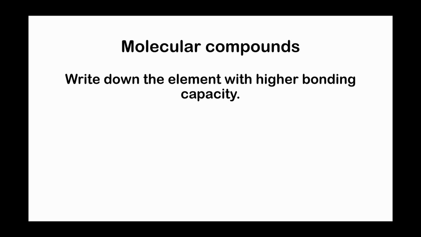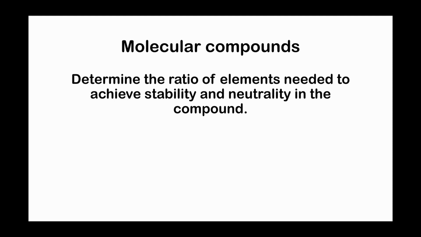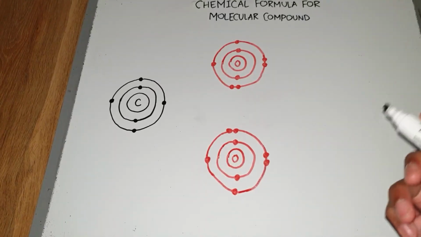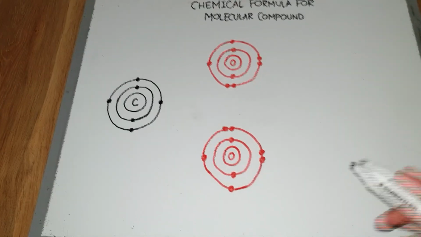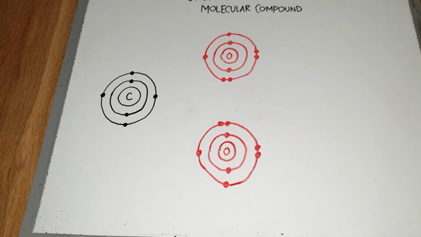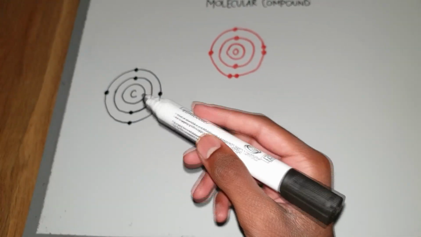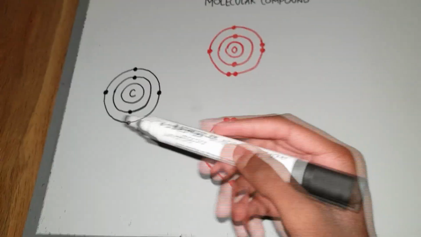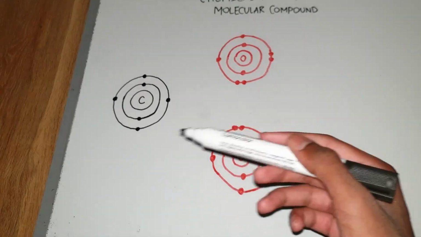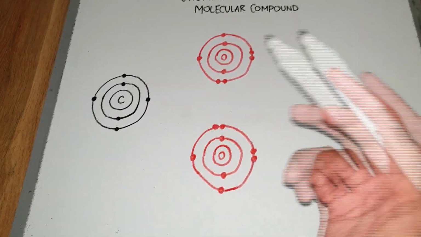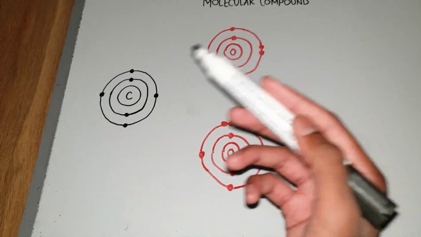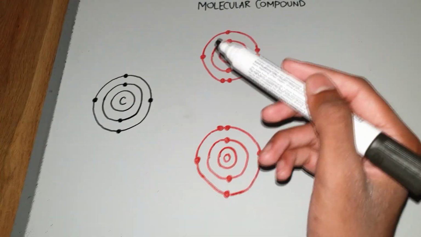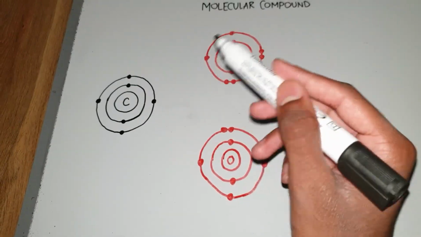Write down the element with higher bonding capacity. Alright, so we want to create a molecular compound between carbon and oxygen, 2 nonmetals. Now, carbon has 4 electrons in its outermost shell, and oxygen has 6. So, because carbon has 4, it's going to share these valence electrons, whereas oxygen is going to take 2 more electrons to complete its octet.